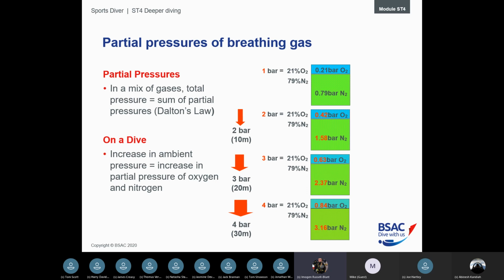On a dive, you get an increase in ambient pressure. What that means is the pressure around you. As you go deeper, you know the pressure increases. And that gives you an increase in the partial pressure of oxygen and nitrogen. So if you go to 2 bar, you're then going to have 0.4 bar of O2 and double, so 1.6 bar of nitrogen, for example.